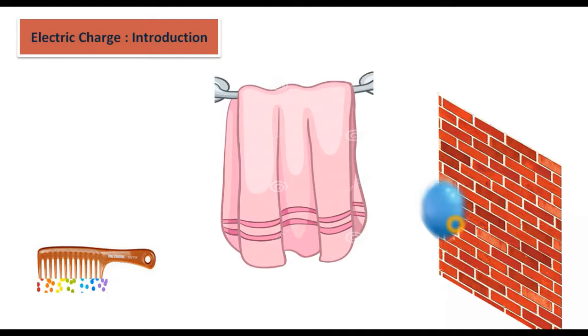You can also rub the balloon on a towel. It's not necessary to use hair. You can rub it on the towel and then take it near the wall, and you will see that the balloon again sticks to the wall. Before it was rubbed, the balloon was not sticking to the wall. But after getting rubbed, how come it gets attracted to the wall and sticks to it for quite a good amount of time?